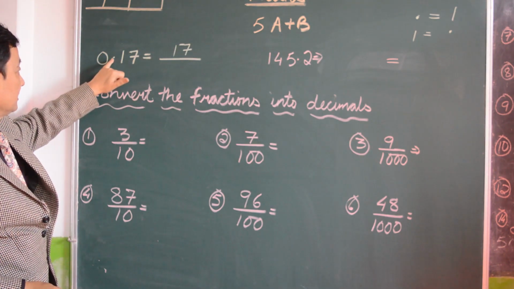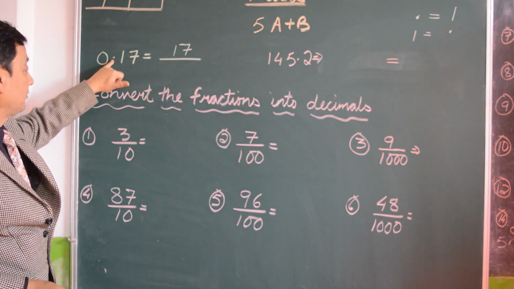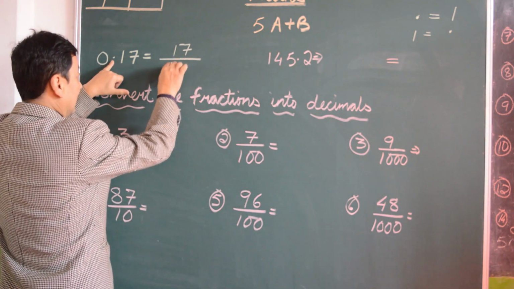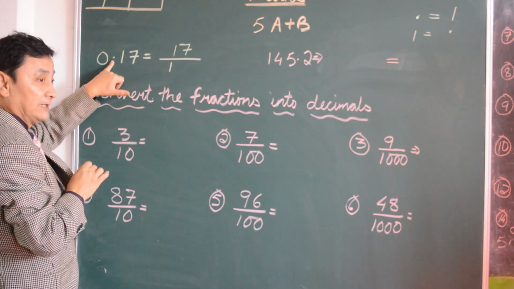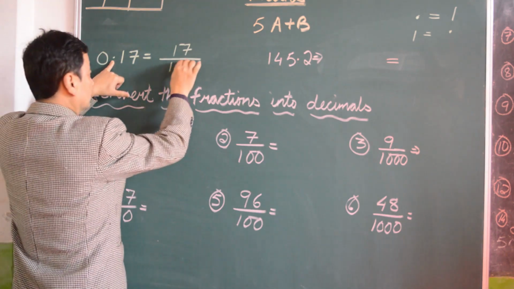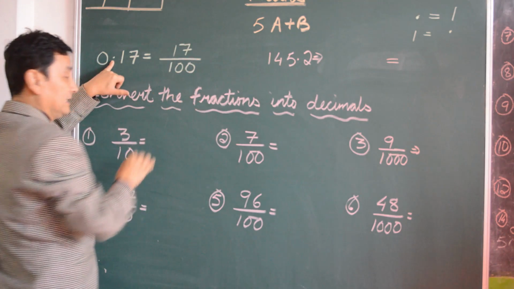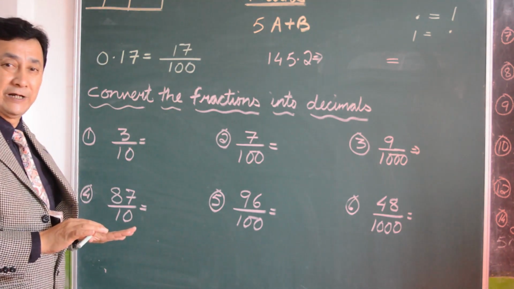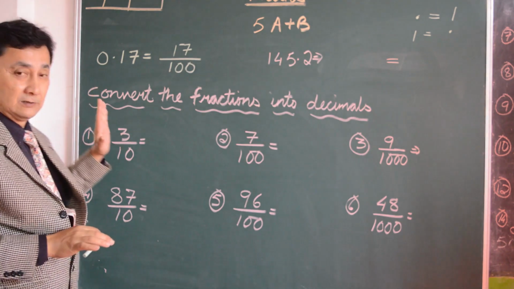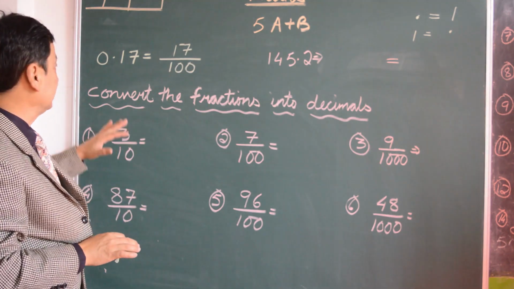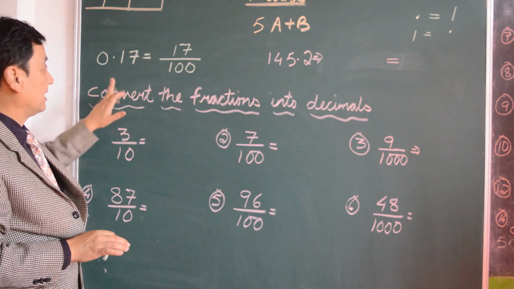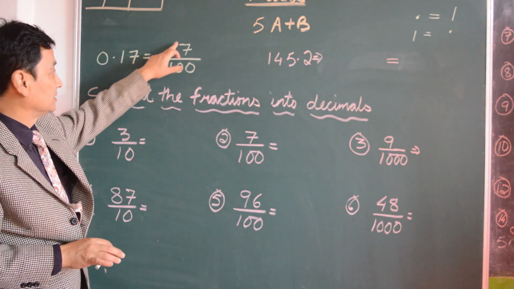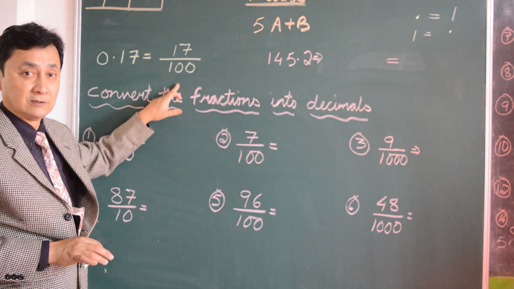Put your finger on the decimal point. This decimal point changes into 1. After 1, how many numbers are there? 2. So, 2. Now that's the easier way, the very basic, simple way. But actually we must do it like this. It is 17 hundredths. Okay? So 17 hundredths.